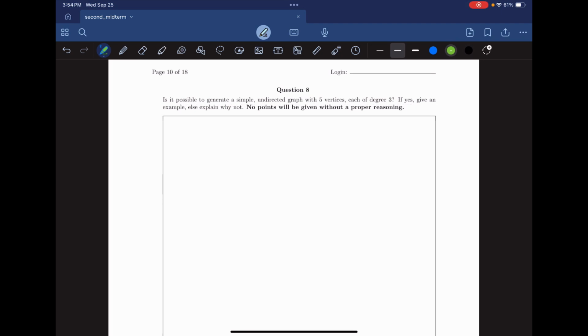Hello, ladies and gentlemen. Question 8. Question 8 says, is it possible to generate a simple undirected graph with 5 vertices, each of degree 3? If yes, give an example. If no, explain why not.